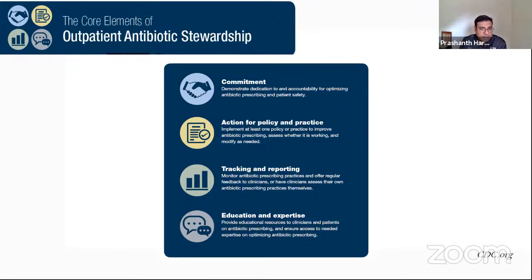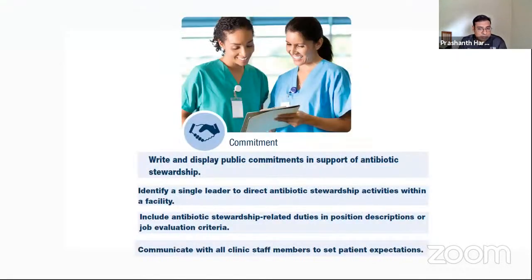So these four elements can be implemented both in a private dental office setting, in an institutional setting, or in a community-based or community health center-based setting. So it's just a matter of establishing these protocols. So what happens in the commitment? So write and display public commitments in support of antibiotic stewardship.